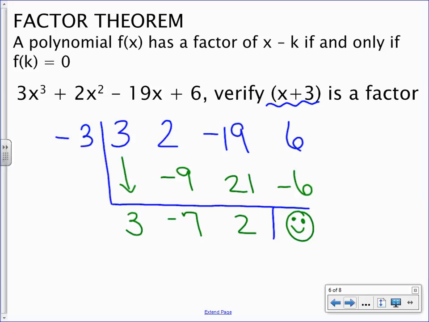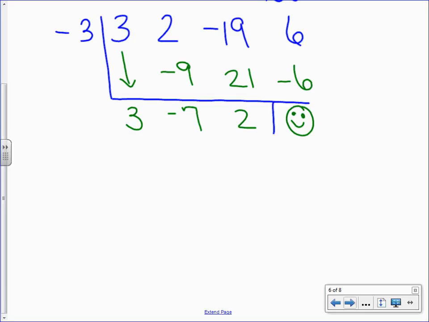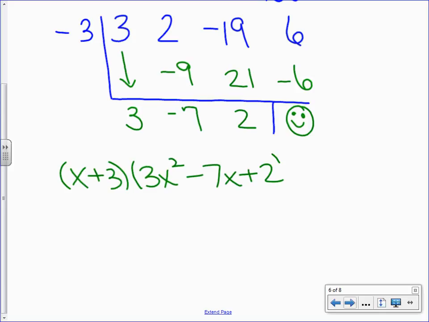So let's talk about what we can do with this, okay? X plus 3 is a factor, okay? Which means we can now write our polynomial as x plus 3 times whatever is left over. 3x squared minus 7x plus 2. Okay? Now, can we write all the factors of this polynomial? Can we take this quadratic and factor it? Okay, let's do that.